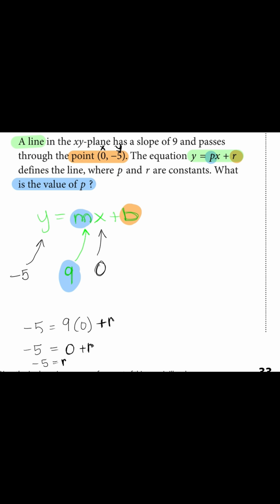0, -5 is a y-intercept. Since the x coordinate is 0, this is a y-intercept. And since b stands for y-intercept, then that's -5.